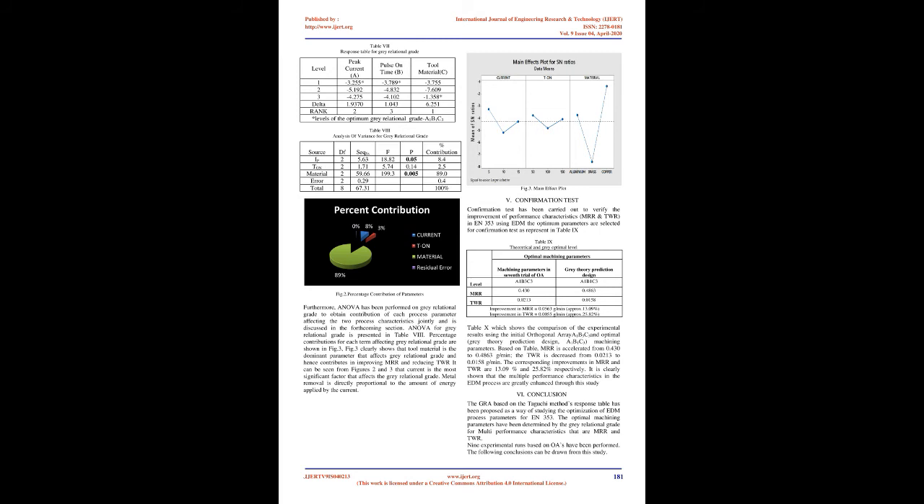Basically, the larger the Gray relational grade is, the closer the product quality will be to the ideal value. Thus, a larger Gray relational grade is desired for optimum performance. Therefore, the optimal parameter setting for better MRR and lesser TWR is A1B1C3, as presented in Table 7. The optimal level of the process parameters is the level with the highest Gray relational grade.